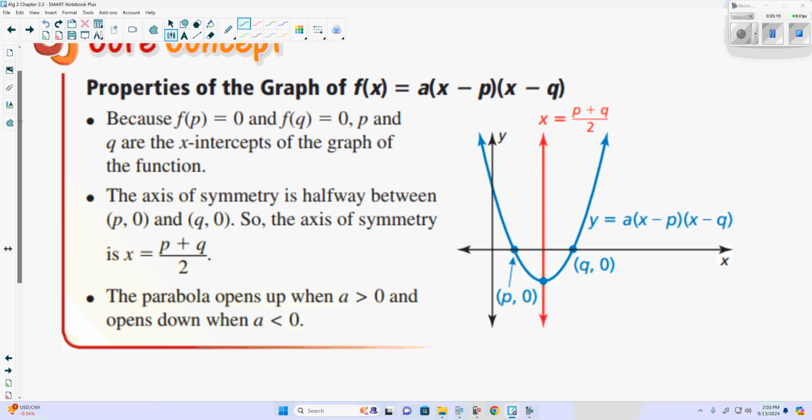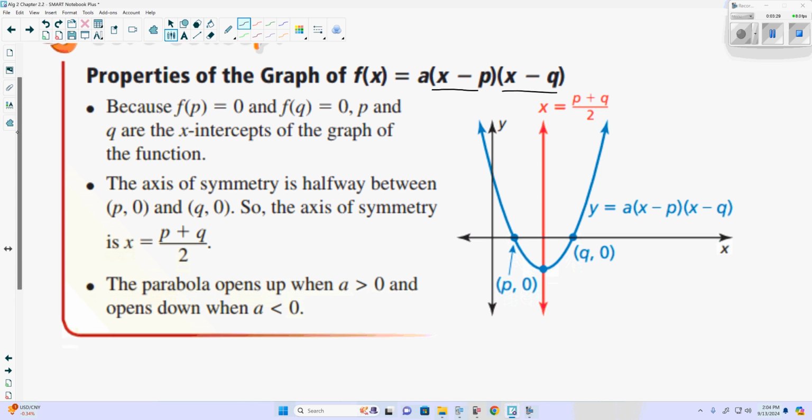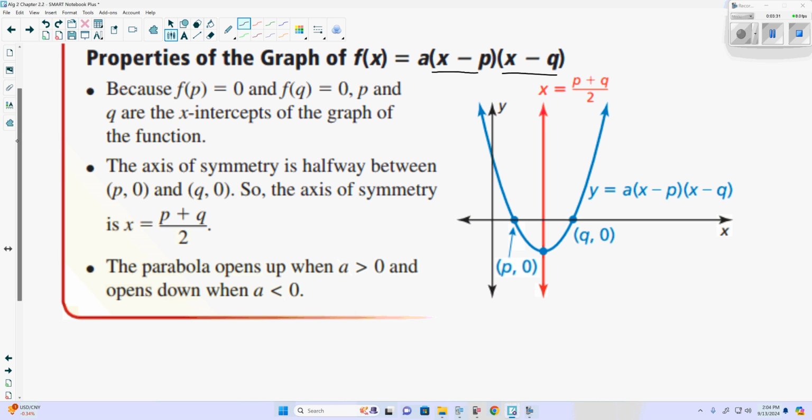Now, the reason we call this the x-intercept form is, well, x minus p and x minus q give us the x-intercepts. It's where it's going to cross the x-axis. Because f of p equals 0 and f of q equals 0, therefore they are the x-intercepts of this function. They are given in the form of p comma 0 and q comma 0.